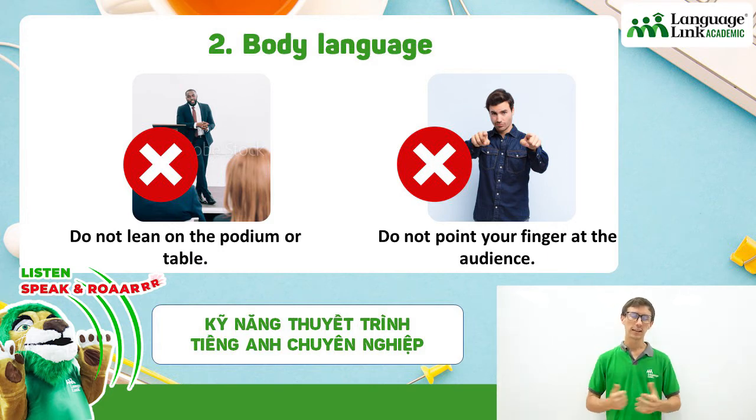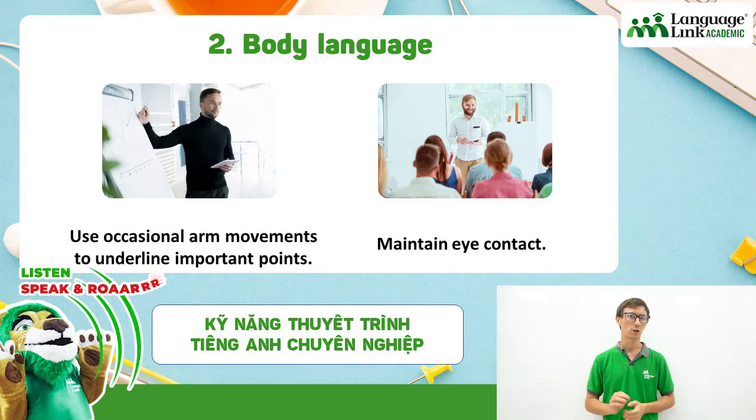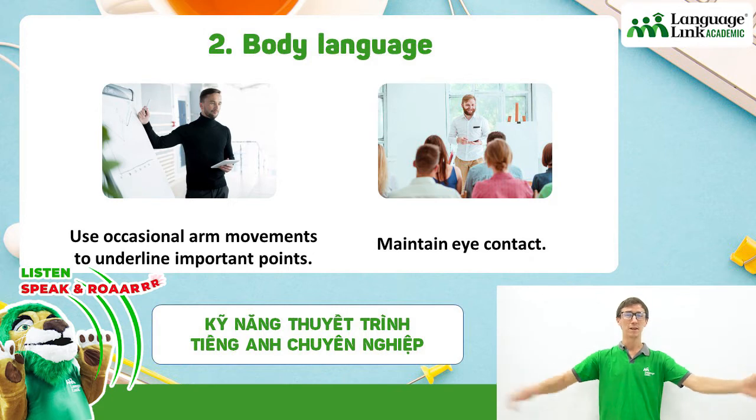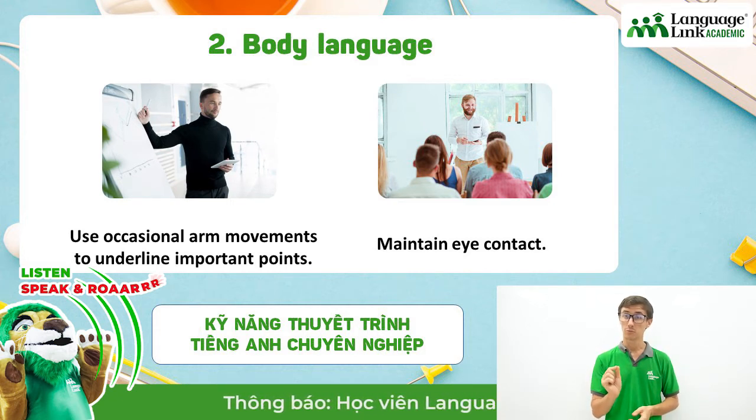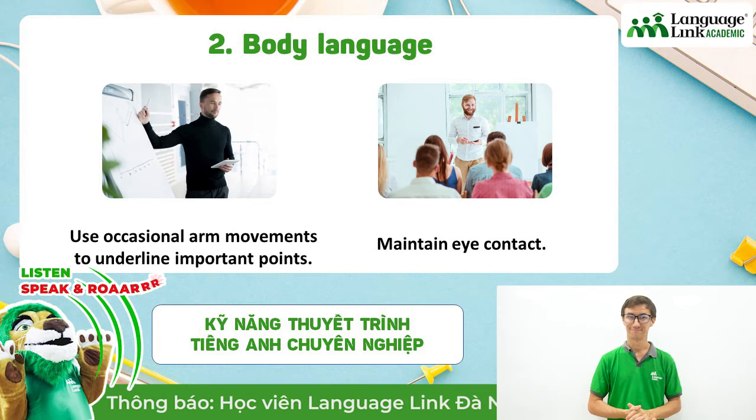How else can we use body language to give a great presentation? Well, using occasional arm movements can show the important points in your talk. If you wave your arms around all the time, you're going to distract your audience from the real communication. A little arm movement can be useful in showing something important.